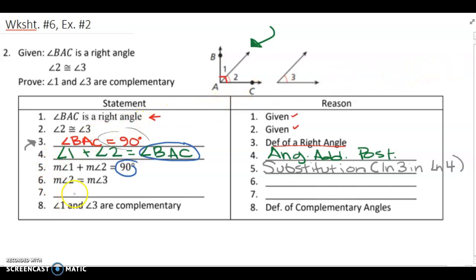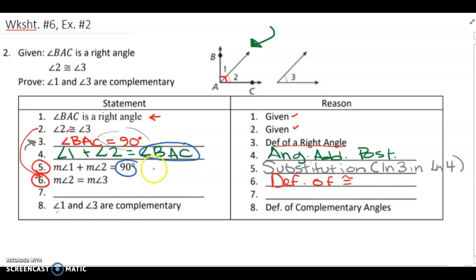Okay. Now, angle 2 equals angle 3. This is kind of jumping around a little bit, but here we're given that angle 2 is congruent to angle 3. So if they're congruent, they have to be equal by the definition of congruence. Okay, now if I want to look at 5 and 6 together. Okay, I eventually want to show that 1 and 3 are complementary, which means I want to show that angle 1 plus angle 3 is 90 degrees.